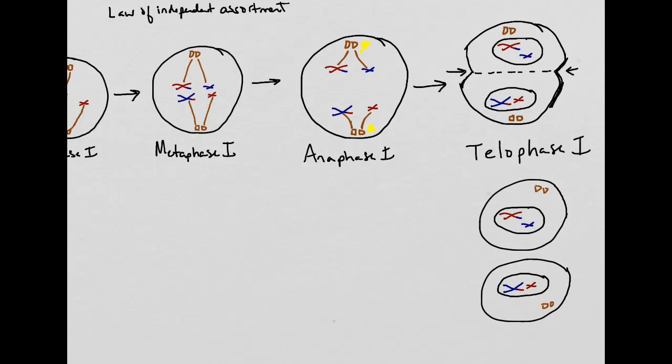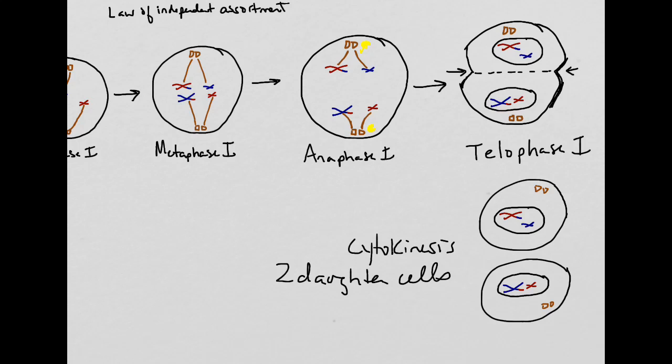So when telophase 1 completes and cytokinesis occurs, here we are. We've got two daughter cells. Count the number of chromosomes in each. They each have two chromosomes, so they have the haploid number or the n number, and that equals 2. So we've already halved the chromosome number.